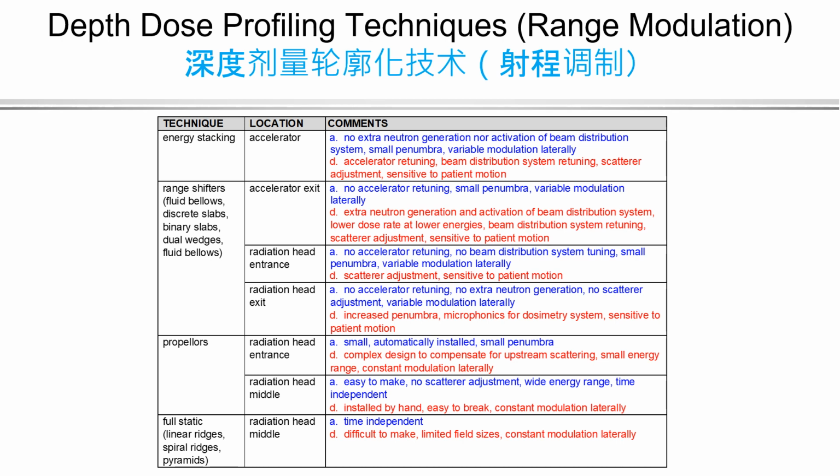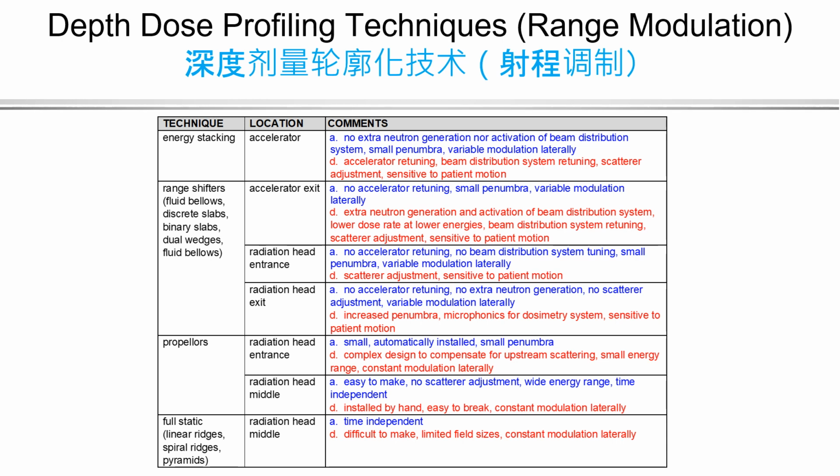When using propellers at the radiation head entrance, advantages are that they are small, can be automatically inserted, and can yield a small lateral penumbra. Disadvantages include a complex design to compensate for upstream scattering, a small energy range, and a constant modulation laterally.